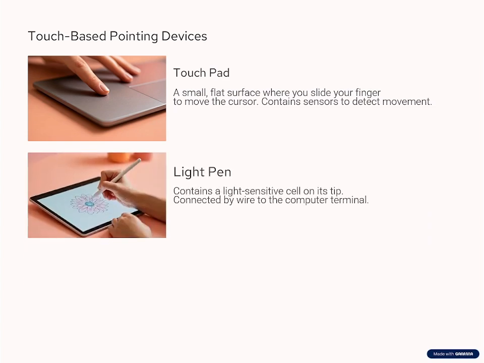The other type of touch-based technology is what we call the light pen, and the light pen will always use a specialized pen. This specialized pen contains a light sensitive cell on its tip, so that when you move, it connects by wire to a computer terminal.